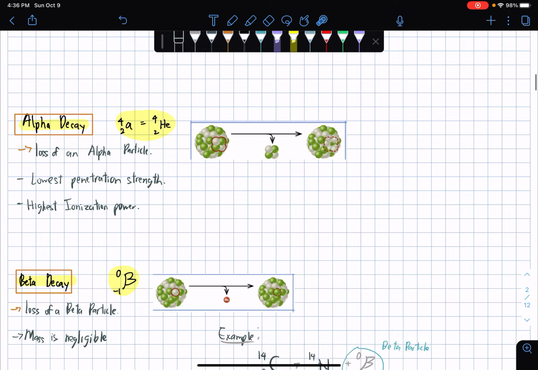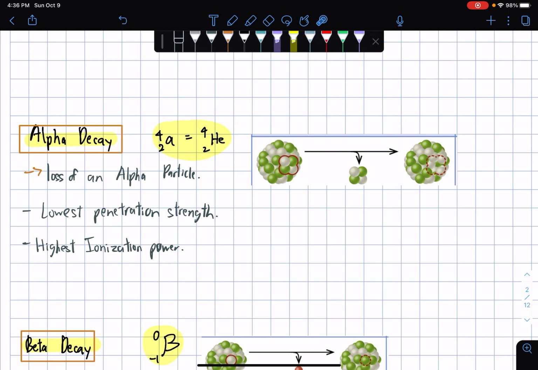Let's start with the first one, alpha decay. It's defined by the loss of an alpha particle. The illustration would be this. The A would stand for the alpha particle, and of course it has 4 as the atomic mass, and the atomic number would be 2. In the periodic table, this could also be translated as helium. It has an actual atomic mass of 4 and an atomic number of 2. Hence, this one.